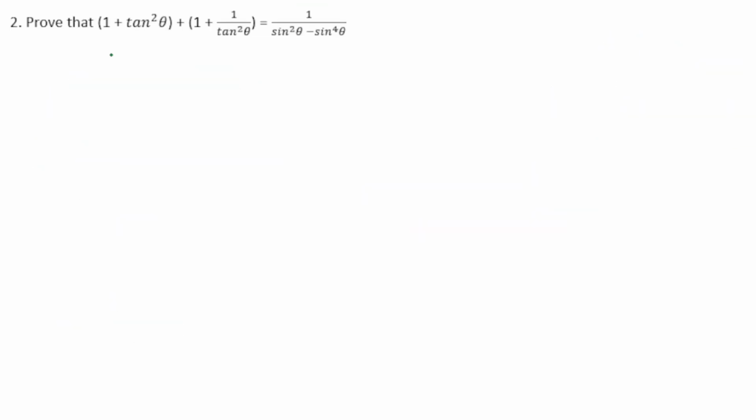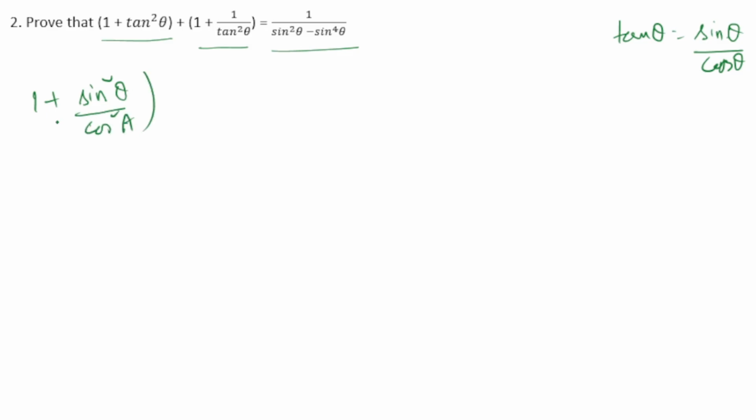Next one. Prove that (1 plus tan square theta) plus (1 plus 1 by tan square theta) is equal to 1 by (sin square theta minus sin power 4 theta). Here what do we know about tan theta? Tan theta is equal to sin theta divided by cos theta. Okay. We'll substitute this one. It is 1 plus sin square theta divided by cos square theta plus 1 plus 1 by (sin square theta divided by cos square theta).